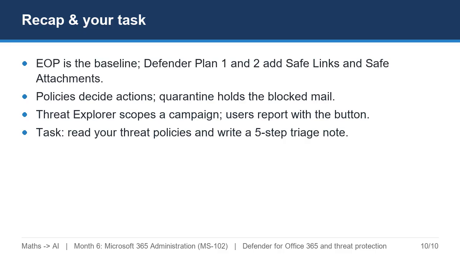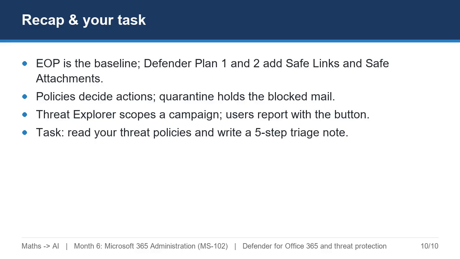Let's recap. EOP is the baseline protection on every mailbox. Defender for Office 365 Plan 1 and Plan 2 add safe attachments and safe links on top. Policies decide what happens to suspect mail, and quarantine holds what's blocked. Threat Explorer lets you scope a campaign, and your users report threats with the built-in button.